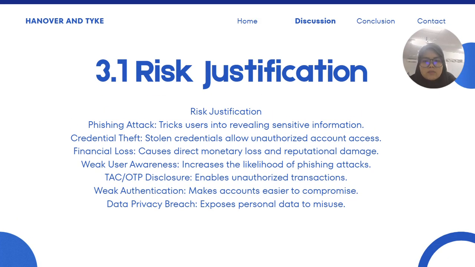So for risk justification, phishing attack is critical because users may be tricked into revealing their banking credentials. Credential theft: stolen usernames and passwords allow attackers to access customer accounts. Financial loss: successful cyber attacks can result in direct financial loss and damage to the bank's reputation. User awareness: users who are not aware of cyber threats are more likely to become victims. TAC or OTP disclosure: sharing TAC or OTP codes enables hackers to complete unauthorized transactions. Weak authentication mechanism: weak authentication makes it easier for attackers to compromise user accounts. Data privacy breach: personal information may be exposed and misused for fraudulent attacks.